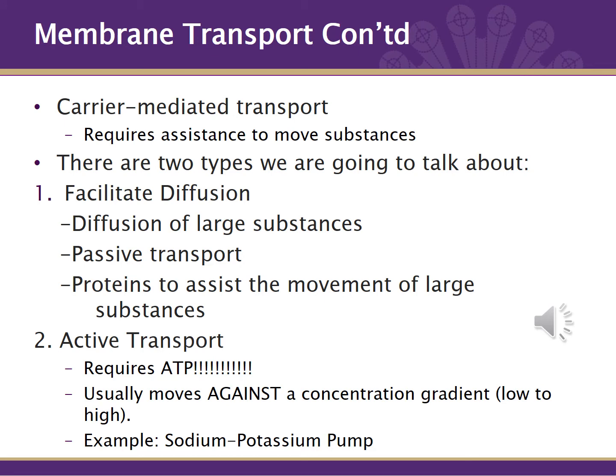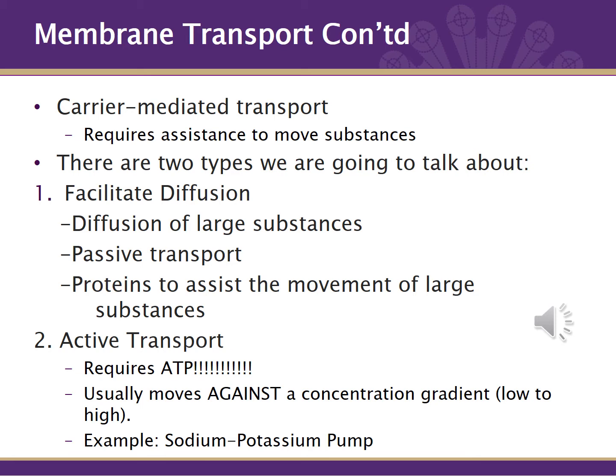Carrier-mediated transport involves proteins found in the cell membrane. There are two types of carrier-mediated transport that we need to focus on. The first is facilitated diffusion. Some substances are often too large to flow across the membrane without any help. The membrane uses proteins to help these particles move across the membrane. This movement is still considered passive because it is down the concentration gradient from areas of high to low concentration.